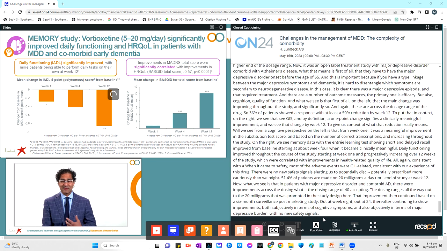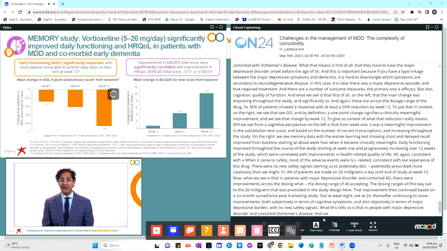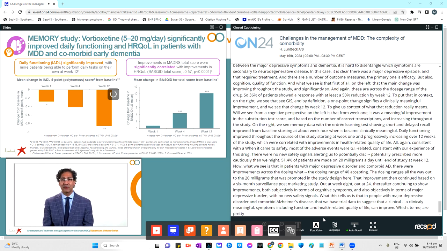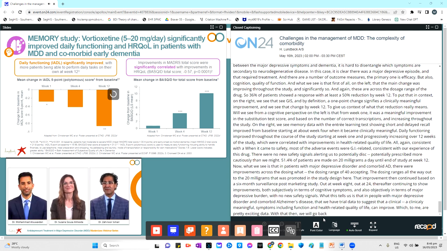So in summary, what this tells us is that in people with major depressive disorder and comorbid Alzheimer's disease, we have trial data to suggest that a clinically meaningful improvement in both depressive symptoms as primary and cognitive symptoms, including function and health-related quality of life, can improve, which to me are pretty exciting data. And with that, then, we'll go back to the group and answer questions from the audience.